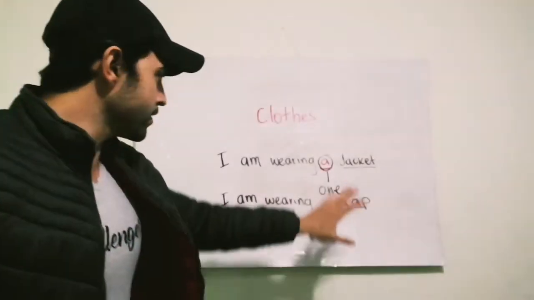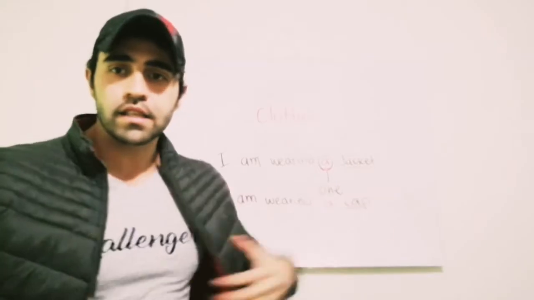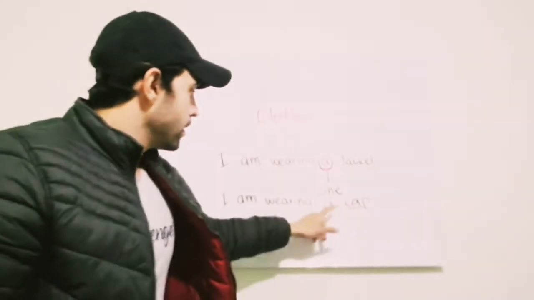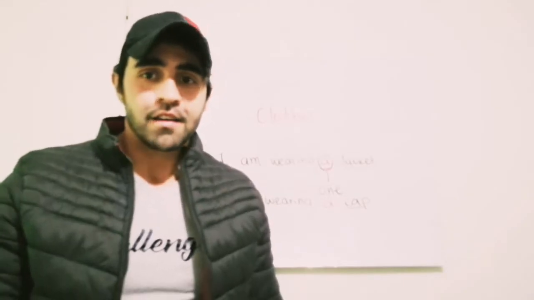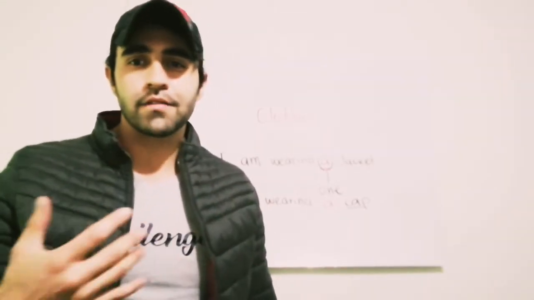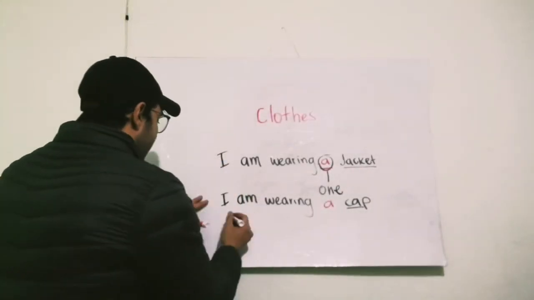Now, this rule applies for most of the nouns, because a jacket is a noun, an object. A cap is another object, right? But what happens if I give you another example? Let's see this other example. Now, here I am. I'm wearing a pair of glasses, or I am wearing glasses. Now, what happens to this example? Look closely at the example.